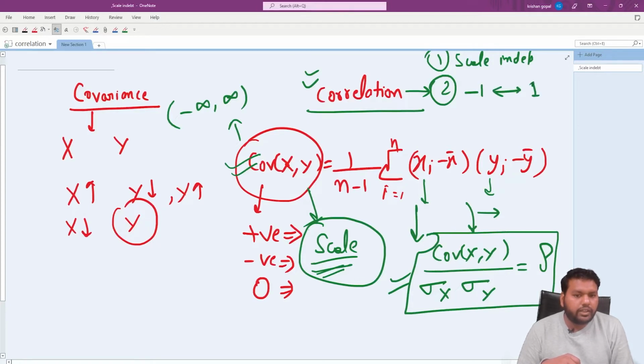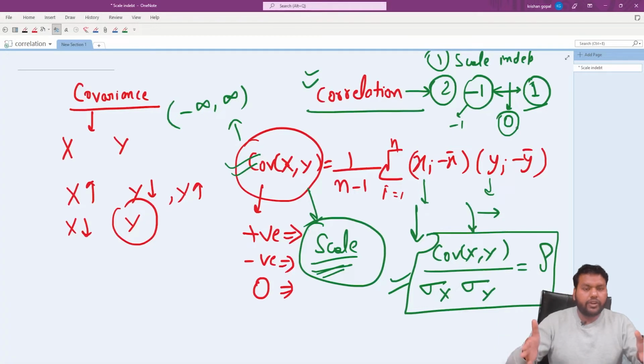So if your correlation coefficient is moving towards 1, that means you have a positive correlation. And if you have -1, then you have a negative correlation. And if you have 0, then the two variables are not correlated with each other. So the big scale, minus infinity to infinity, is now transformed into -1 to 1. So the Pearson correlation coefficient measures the direction as well as the strength of the two random variables.